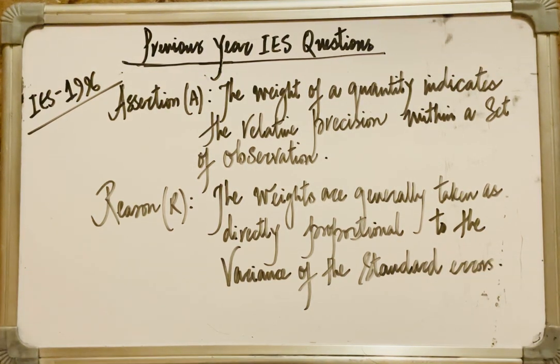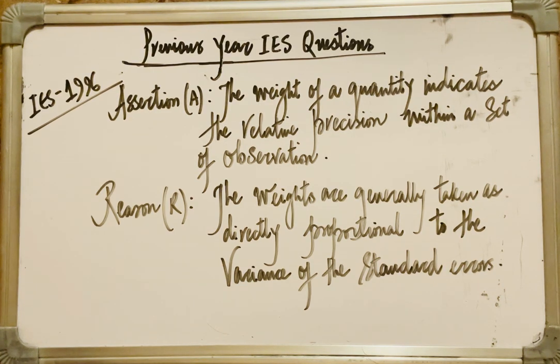So this was the question as asked in IES 1996, and this is an assertion reason question, and the question reads as: the assertion is the weight of a quantity indicates the relative precision within a set of observations, and the reason for this they are quoting as the weights are generally taken as directly proportional to the variance of the standard errors.